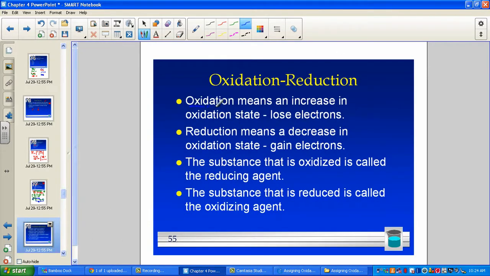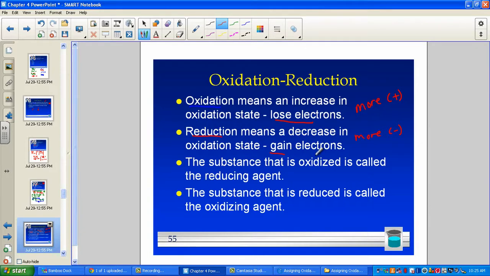So oxidation, that term oxidation, means an increase in the oxidation state, becoming more positive on the number line. You do that by losing those negative electrons. Take away a negative particle and the resulting species is more positive. The term reduction means to reduce your oxidation number. You become more negative, and you do that by gaining those negative electrons.